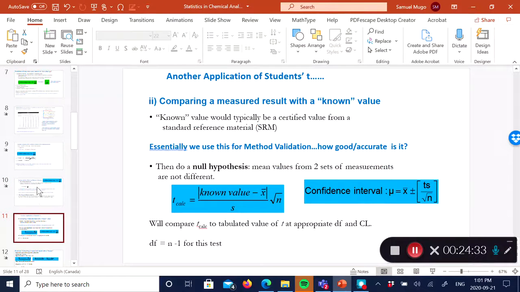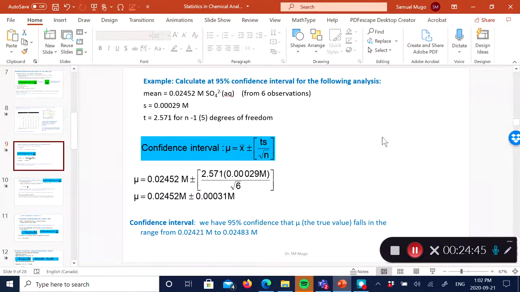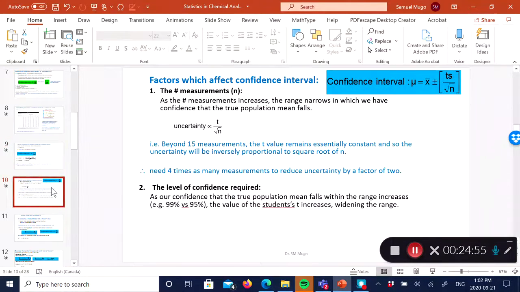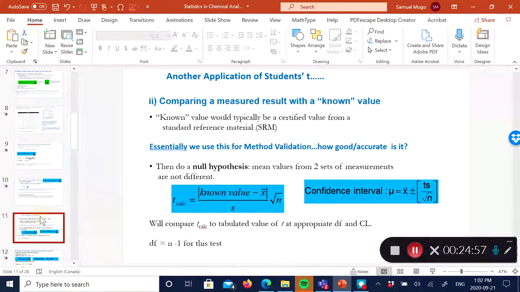So in the next lecture, I'm going to talk about the other applications of the student's T, the T table, other than just using it for the confidence interval calculations. So the other applications of the student's T, other than the confidence interval application, I'm going to talk about them in the next lecture.